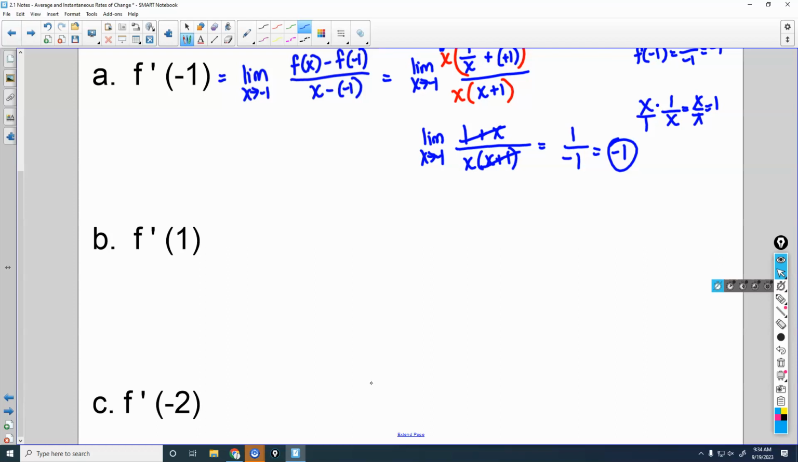Okay. This half of the room, I want you guys to do B. This half of the room, I want you guys to do C. Okay? So try those for me.